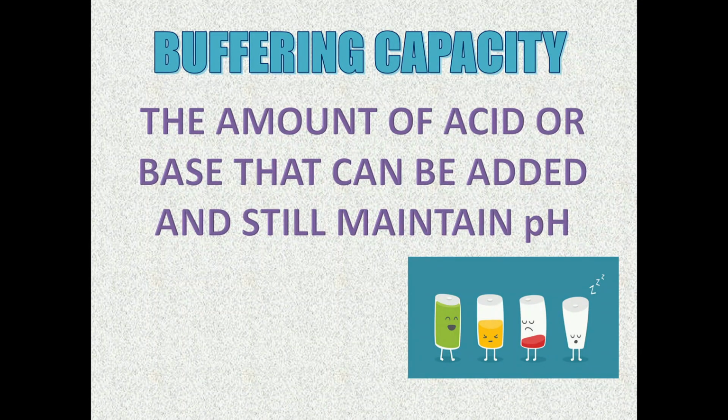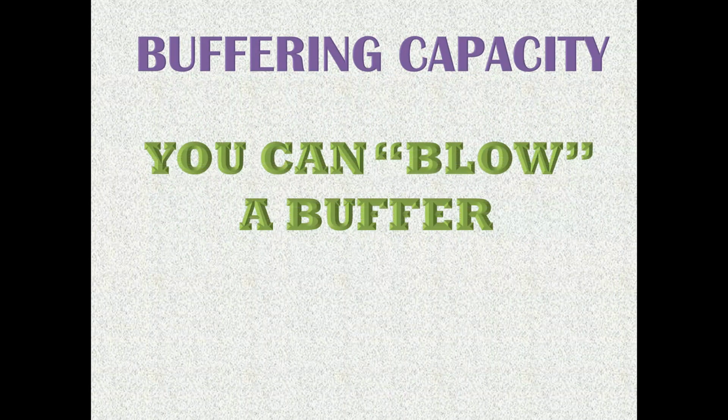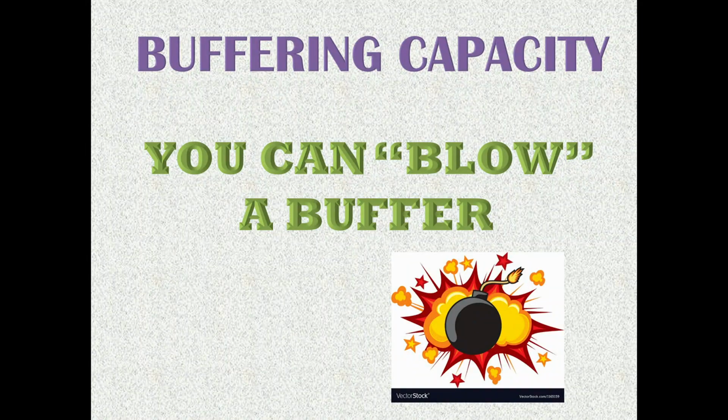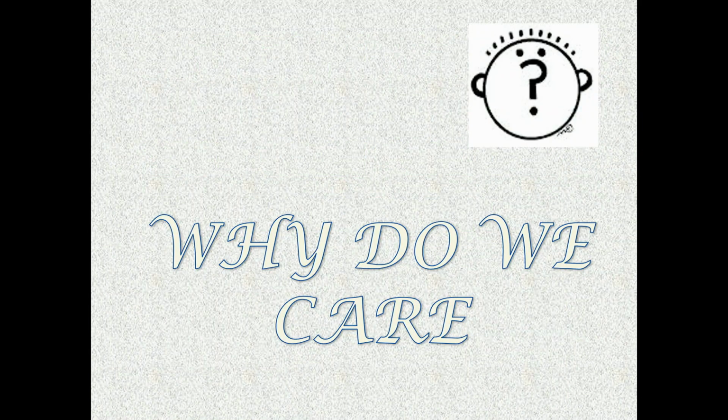So my buffering capacity is the amount of acid or base that I can have added and still maintain the pH, and be aware that you can blow the buffer. If you add too much H plus or too much OH minus, you can go beyond the buffering capacity and you can do what we call blowing the buffer. And all of a sudden it becomes an acid solution or a base solution. And I've got like 2 minutes left in class.